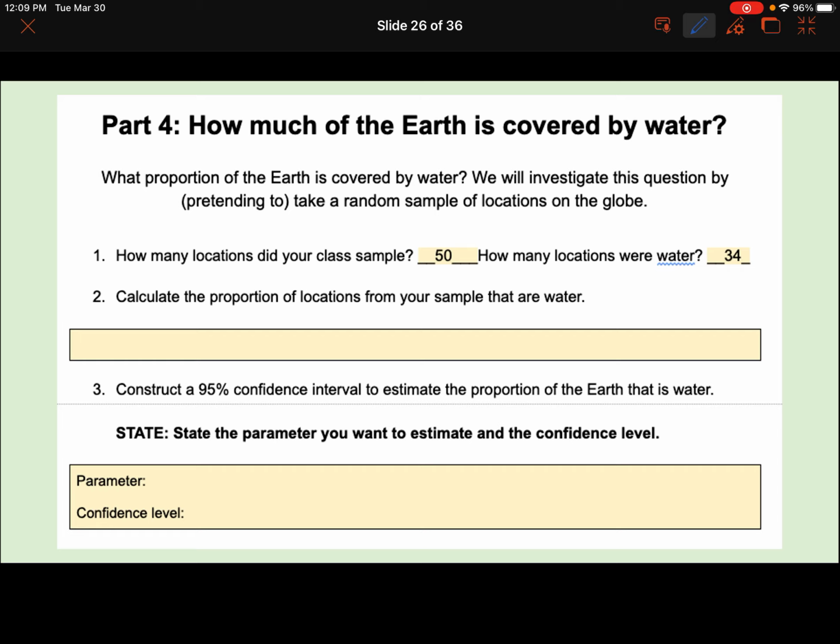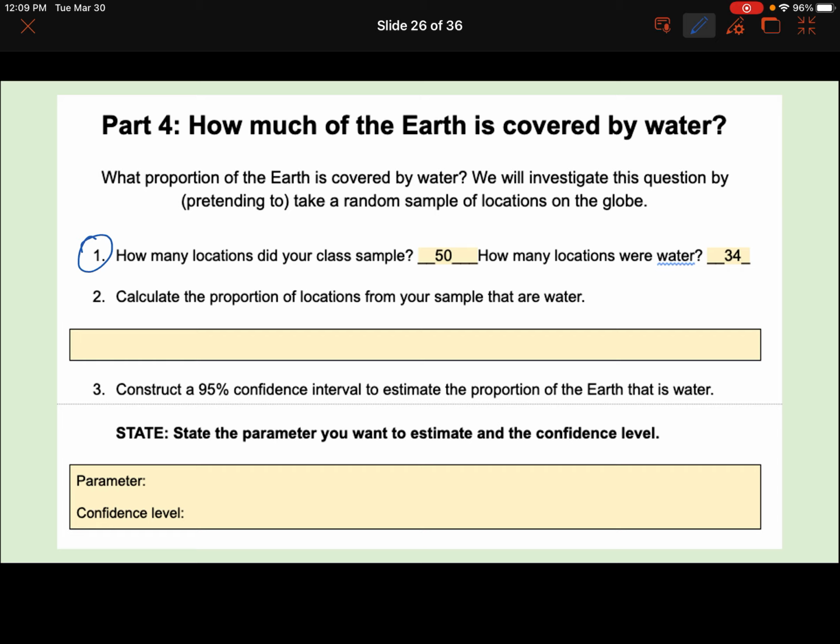Last year, we actually had a globe and people would randomly point to a bunch of spots and then we would say, okay, yes, it's water, or no, it's land. All right. So in our pretend sample, and I filled this out for you already, let's say we did 50 samples and that 34 of them landed in the water.